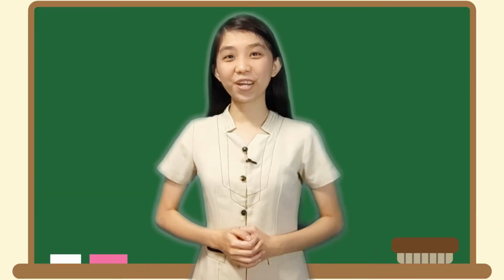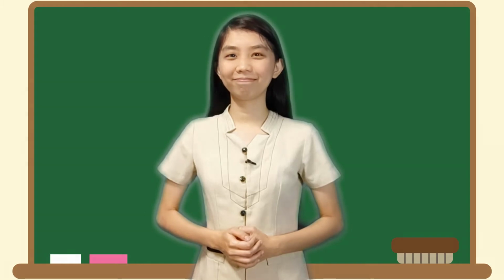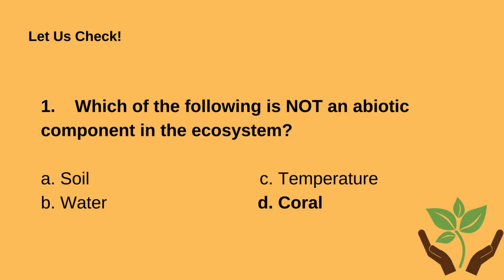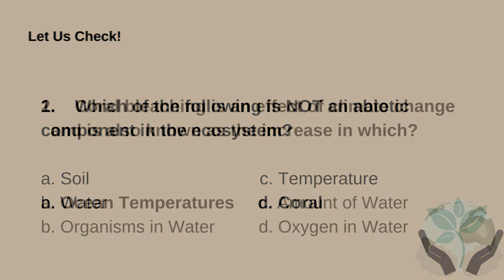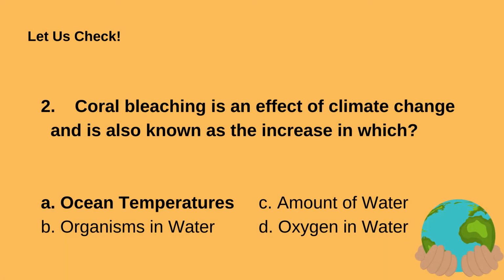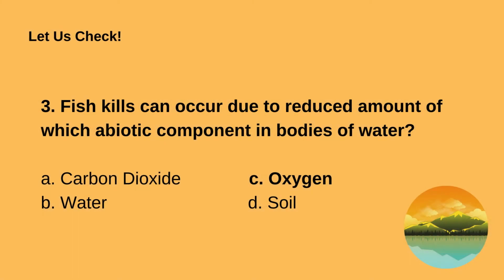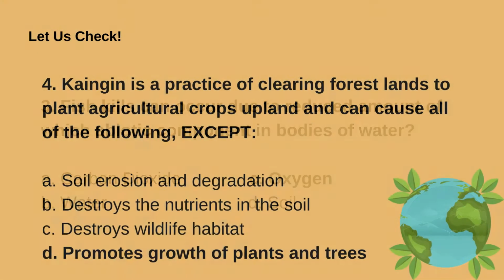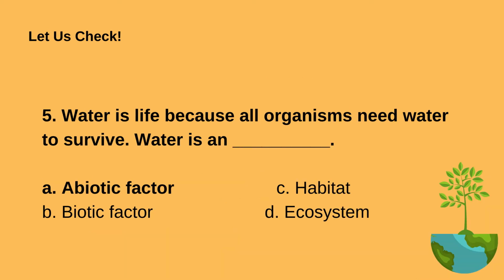Let us check your answers. Number 1, the correct answer is letter D, coral. Number 2, the correct answer is letter A, ocean temperatures. Number 3, the correct answer is letter C, oxygen. Number 4, the correct answer is letter D, promotes growth of plants and trees. And number 5, the correct answer is letter A, abiotic factor.